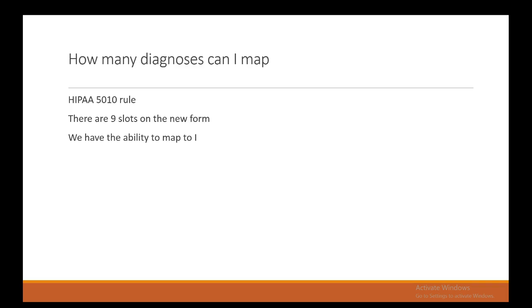How many diagnoses can I map? The HIPAA 5010 rule says that every healthcare establishment has to have some type of electronic health records. So the electronic health records form now has 9 slots that you can list diagnoses on. So we have the ability to safely code up to 9 different slots when it comes to our diagnoses now.